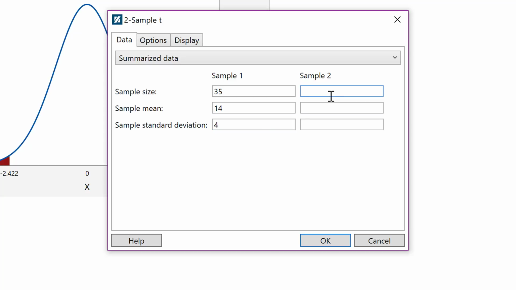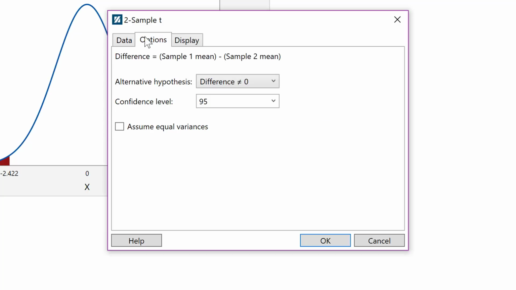Sample 2 is the afternoon students. The sample size was 40. The sample mean was 12. And the sample standard deviation, 3. Under Options, the default is a two-tailed test, which is what we want in this case. Recall the research question was, do the average quiz scores differ? Click OK.